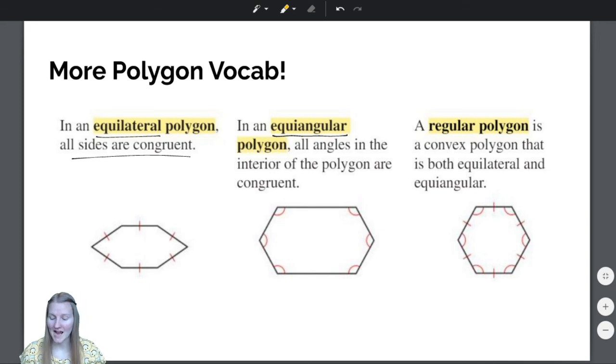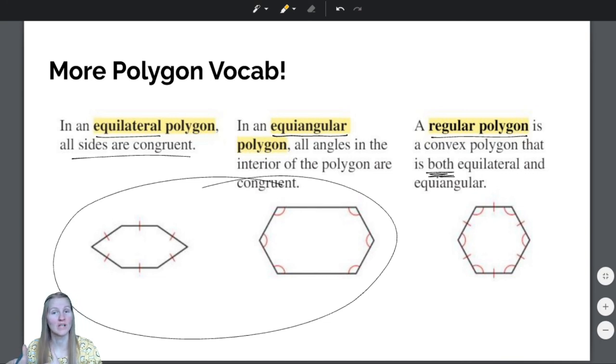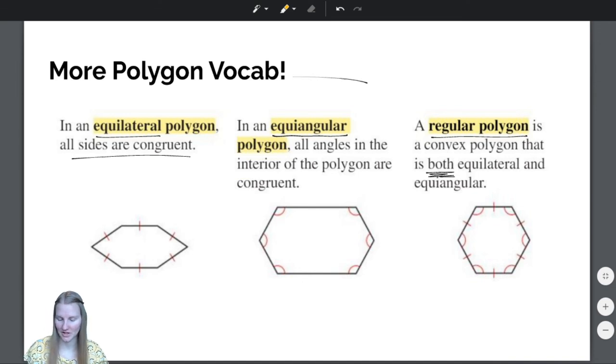So a regular polygon is a convex, so there's no dents in it, it's not concave. It is a convex polygon that is both equilateral and equiangular. So if you have both of these things together, we call it a regular polygon. And this is going to be important today because some of what we're going to talk about today is regular polygons, and then some parts of section 7.1 will not be regular polygons. So make sure that this is in your notes. Make sure that you understand the difference between each of these types of polygons.